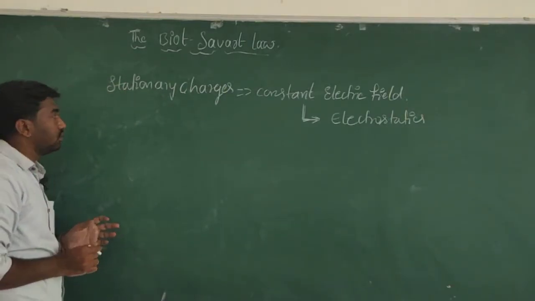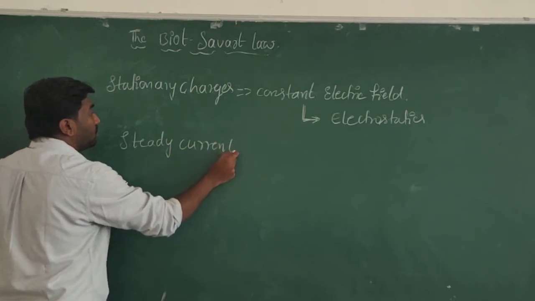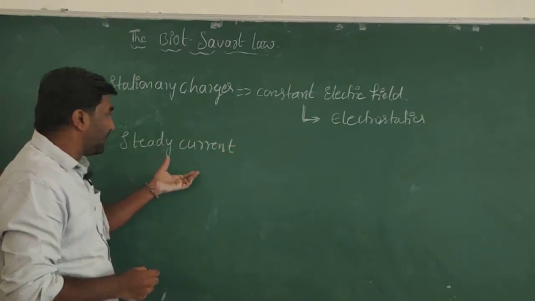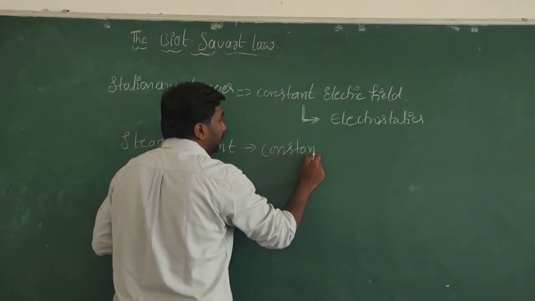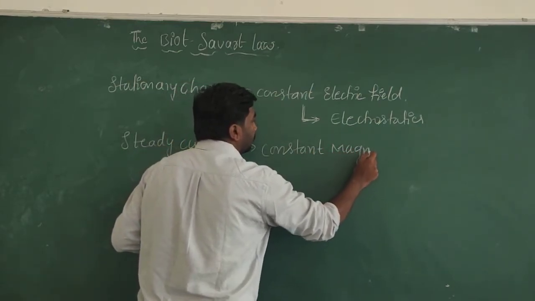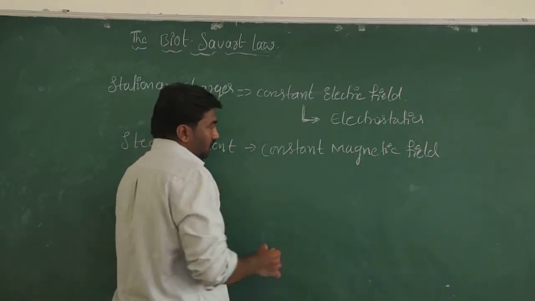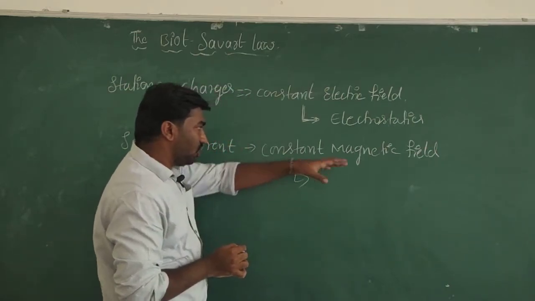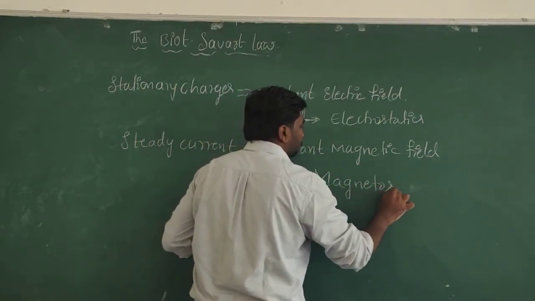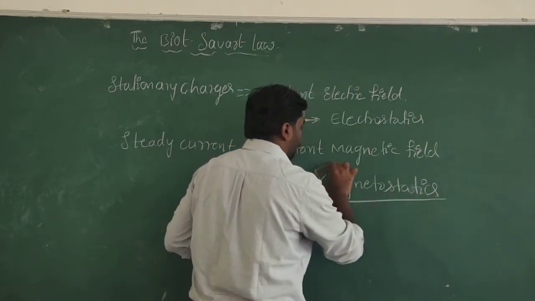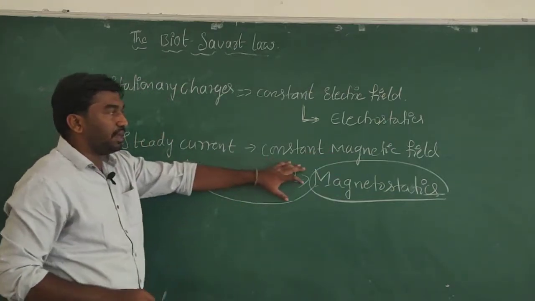In magnetostatics, we study the steady current. Here, the Biot-Savart's law helps to understand the properties of the steady current. The steady current produces a constant magnetic field, and to study the properties of this constant magnetic field, we call it magnetostatics, which gives information about the steady current and constant magnetic field.